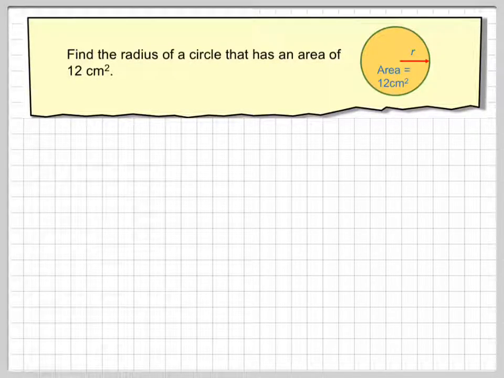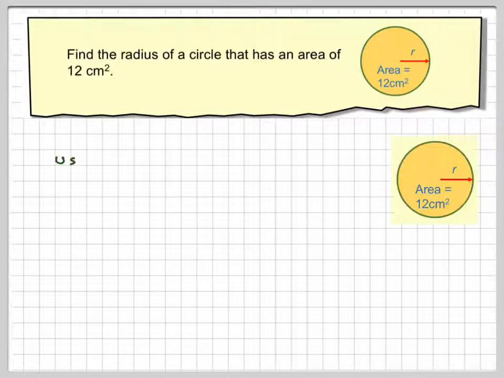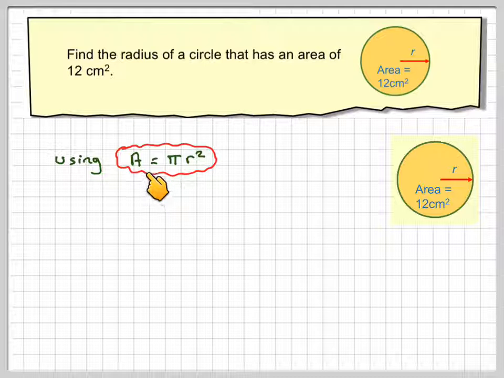In this video, we're given the area of a circle, can we find the radius of a circle? So find the radius of a circle that has an area of 12 centimeters squared. So we know the area is 12 centimeters squared. So using A is equal to pi r squared. So the area of a circle is pi r squared.